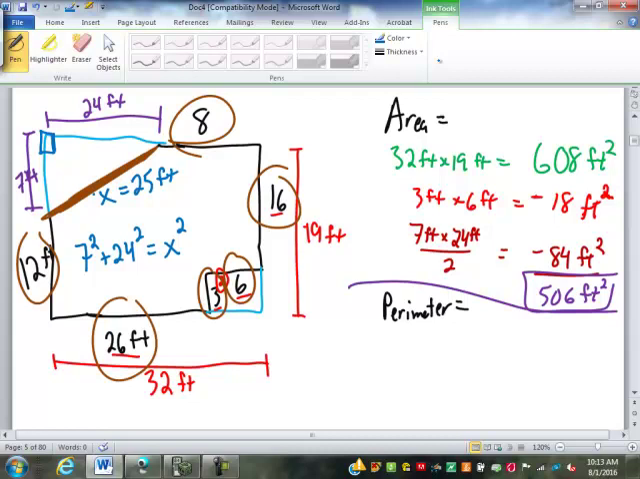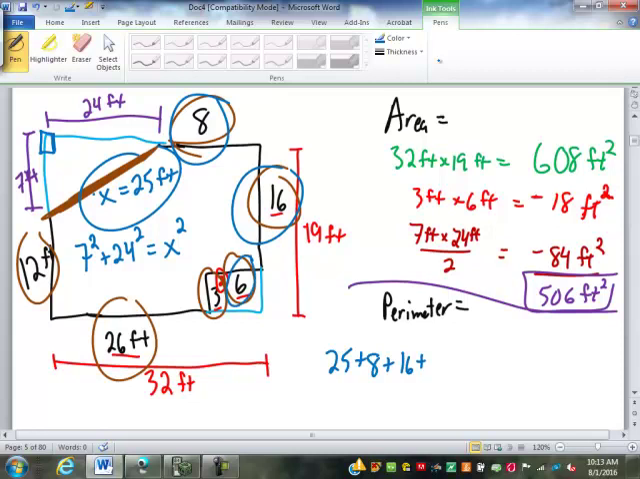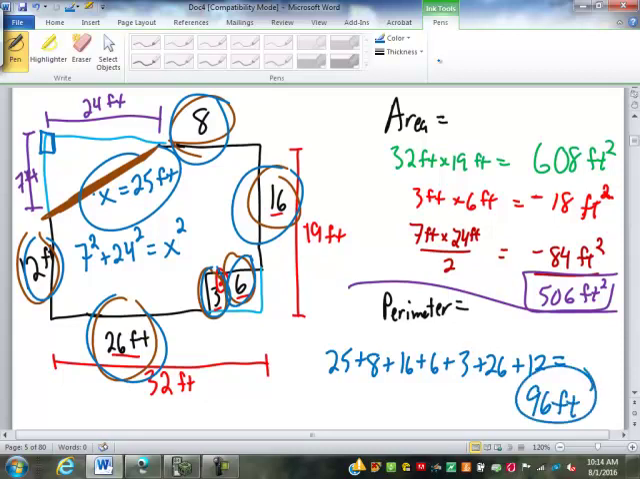So my perimeter, if I start at the 25, is going to be 25 plus 8 plus 16 plus 6 plus 3 plus 26 plus 12, which all adds up to what? 96 feet. Anybody get that one? A few of you? Good.